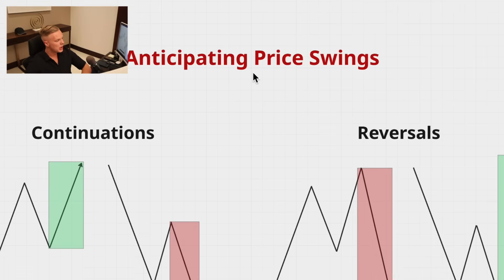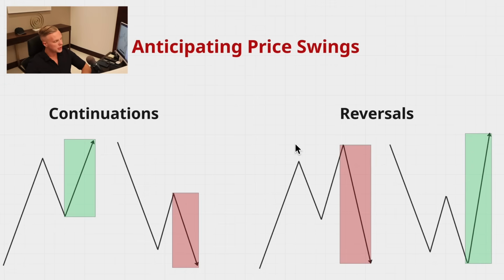Anticipating price swings. When it comes to anticipating price swings, there are two ways that we can anticipate price swings. We're either trading continuations, where we can see that the market is expanding towards the upside, retracing lower, and we can then anticipate another expansion higher. This is continuation of bullish order flow. Or we can see the market expand towards the downside, retrace higher, and then expand lower once again. That right there is bearish institutional order flow. This right here is trading in sync with the higher time frame order flow.